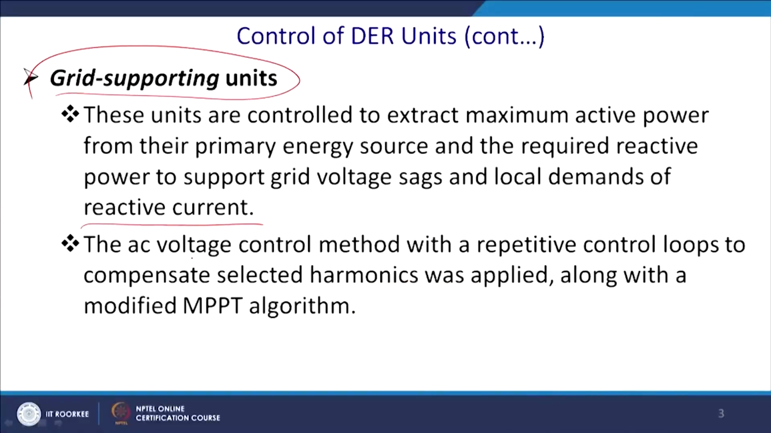Thus, the AC voltage control method with a repetitive control loop to compensate selective harmonics was applied. That can be one of the applications, that is the THD or the power quality issues, along with the modified MPPT algorithm, so that it can dispatch the maximum power to the grid.